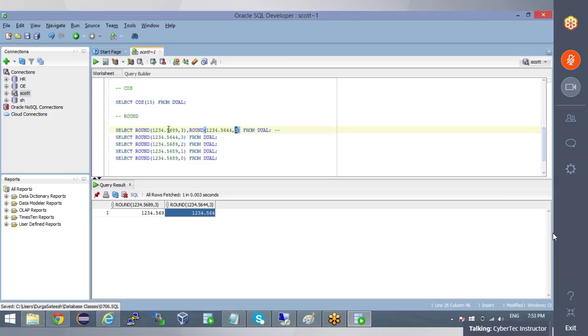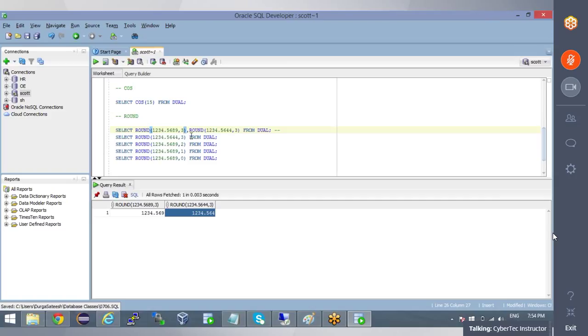So what it does is, based on your second argument, the first argument value is going to be regenerated. The second argument will always give you the number of digits that need to be present after your decimal. Here you see that I have given 3. It means that I need 3 digits after the decimal.